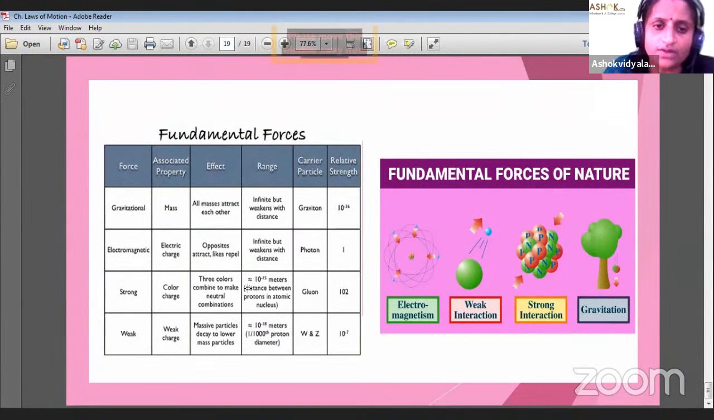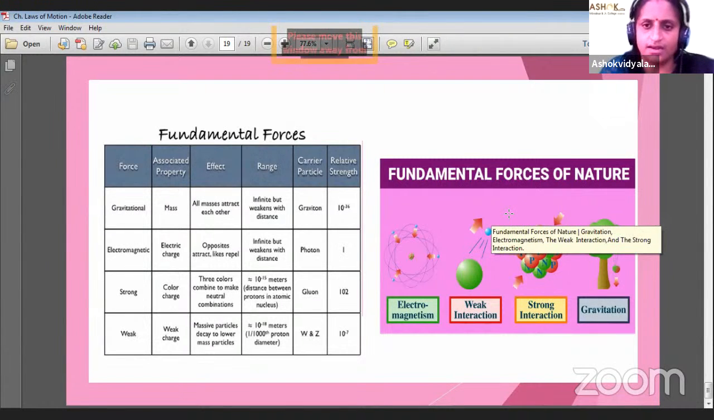Here the strong nuclear force range is 10 raised to minus 15 meters, the distance between the protons in the atomic nucleus. And here 10 raised to minus 18 meters is the proton diameter. See the carrier particles: graviton, photon, gluon, W and Z, and this one is the relative strength. Here are the fundamental forces in nature: electromagnetic force, weak interaction, strong interaction, and this one is the gravitation. These are the examples of fundamental forces in nature.